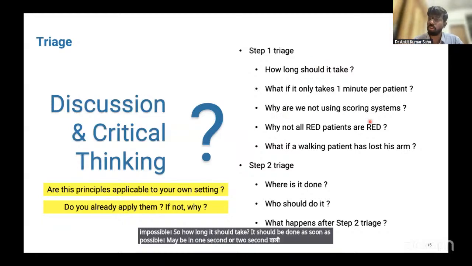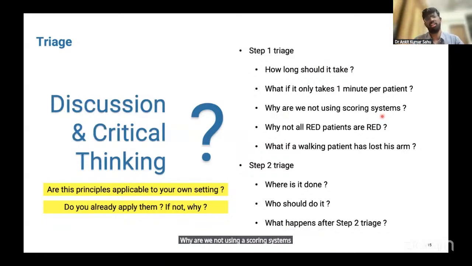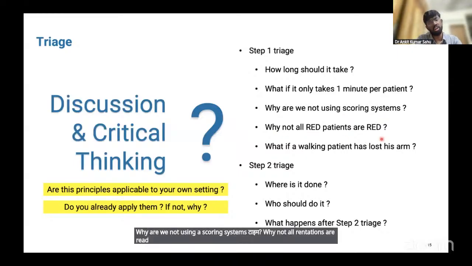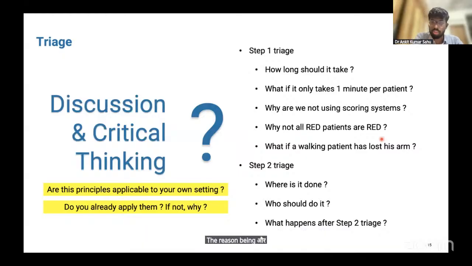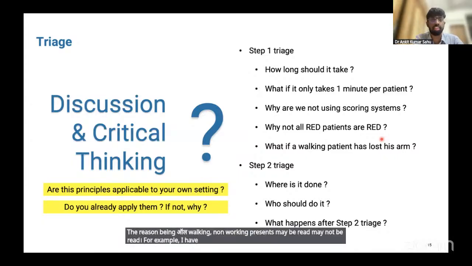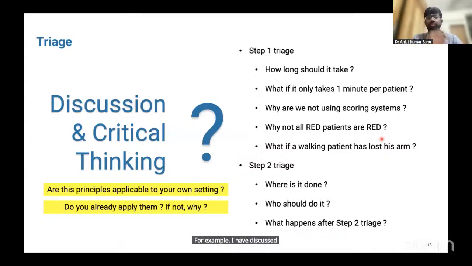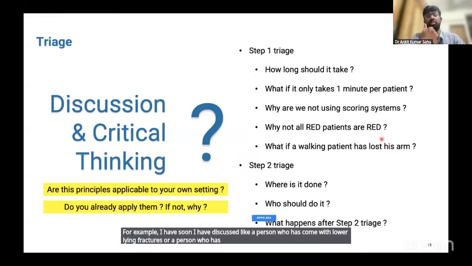Why are we not using any scoring systems? Obviously, it is going to take time. Why are not all non-walking patients red? The reason being, all non-walking patients may not be red. For example, as I discussed, a patient who has come with lower limb fractures or a patient who has come with an ankle sprain only will obviously be non-walking, but may not be red. So step 1 triage is not a perfect system.